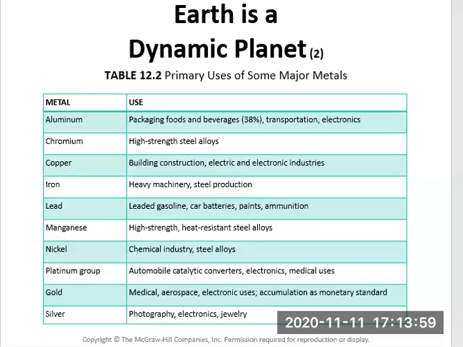We use nickel in the chemical industry and steel alloys. Aluminum is used for packaging foods and beverages, and also in transportation and electronics. Silver is used for photography, electronics, jewelry, etc. And gold has medical, aerospace, and electronic uses, and accumulation as a monetary standard.